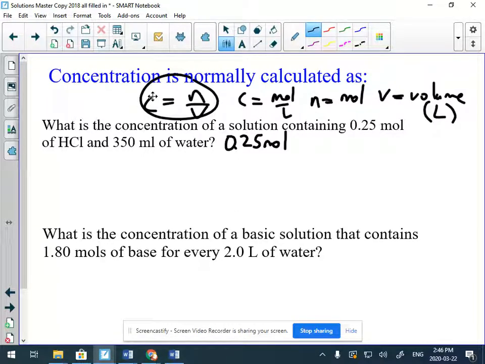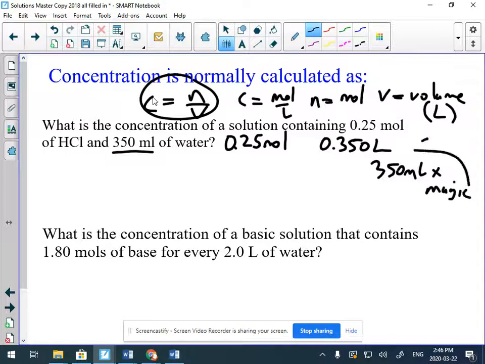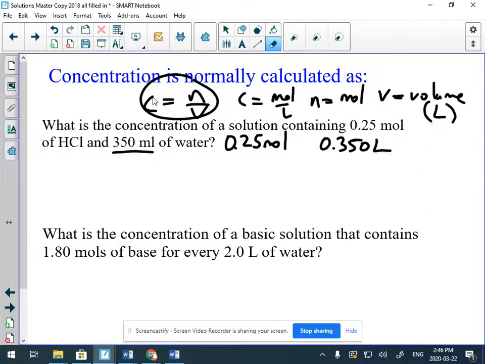And the tool that we're using here is unit analysis. We've got 0.25 moles and 0.350 liters. Okay, do you see how I converted milliliters into liters? You go 350 milliliters times magic, and it turns it metric. You should know how to do this.